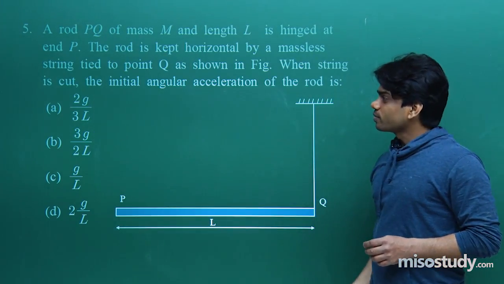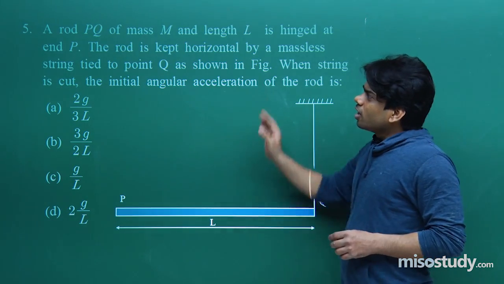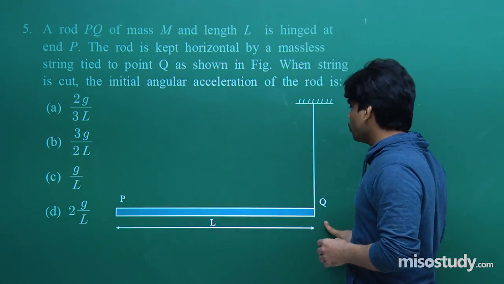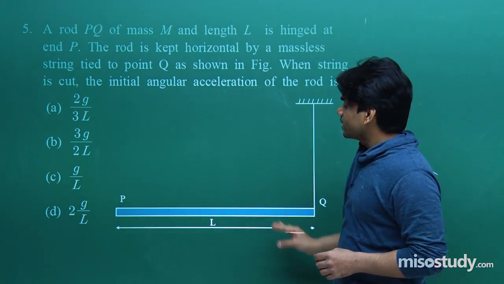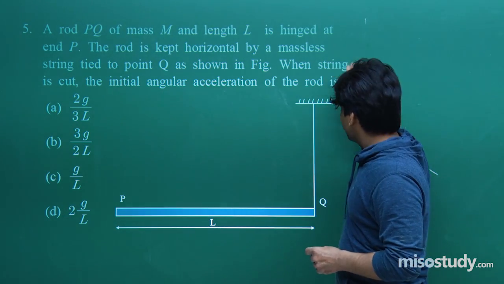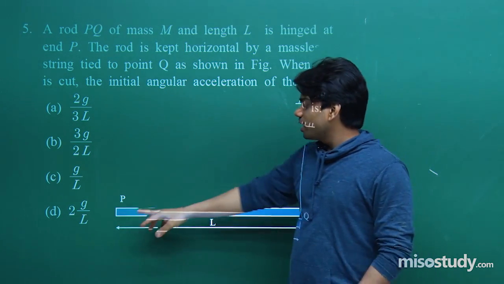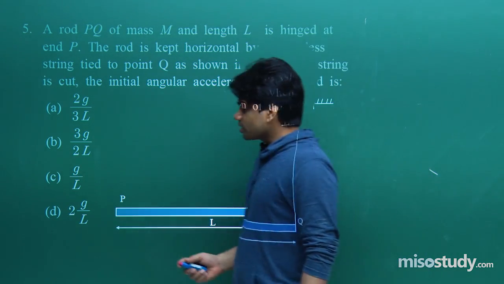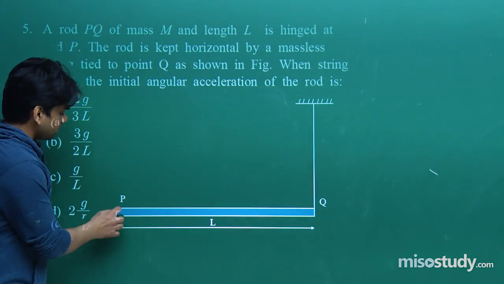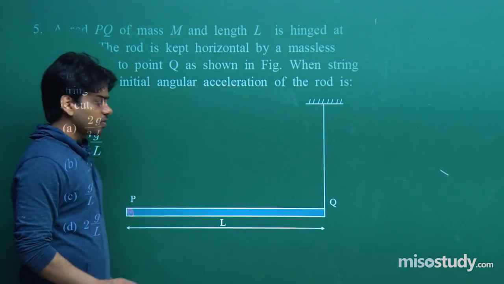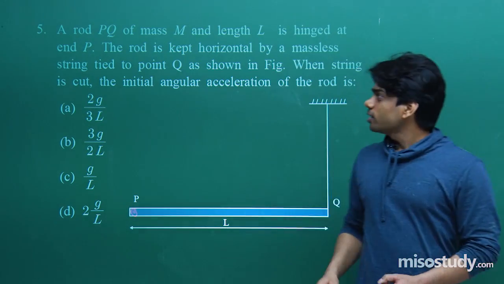Question number 5. I want you all to read. A rod PQ of mass m and length L is hinged at end P. Here it is hinged. So if I draw a hinge here, you can understand what the question is saying to us. It is hinged at point P. Clear to us now. Next part.